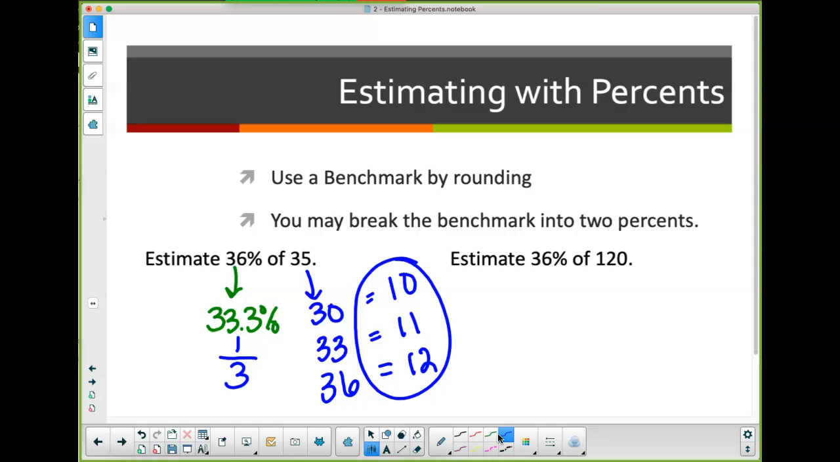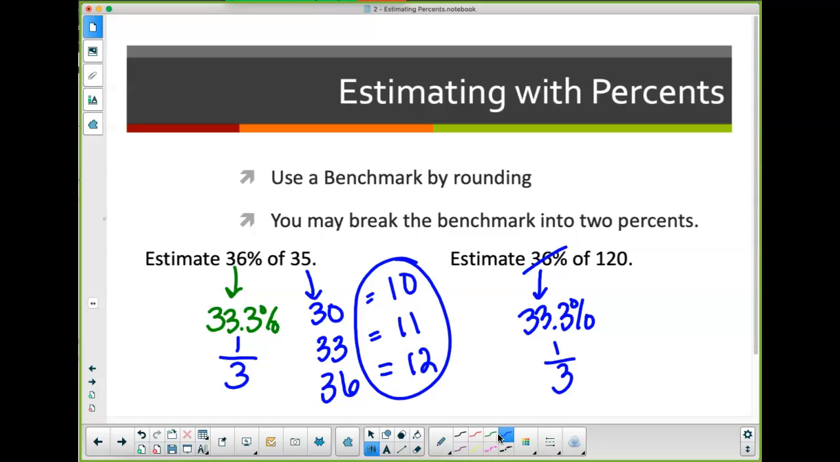What should I round that to? Or what should I make it? Would I leave it at 36%? 36% is not on our benchmarks. Krista. Okay, so I'm going to go 33.3 again. Should I change 120?